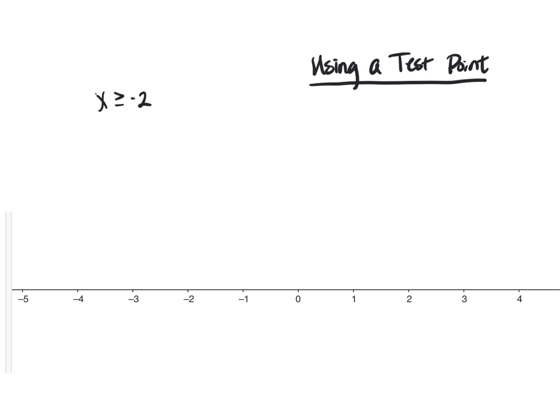The idea of using a test point to solve an inequality is pretty straightforward. You want to use the number as a boundary, either a solid dot for greater than or equal to or less than or equal to, or an open dot for just greater than or less than. Then what you're going to do is use one of the sides of the inequality to find a test point.